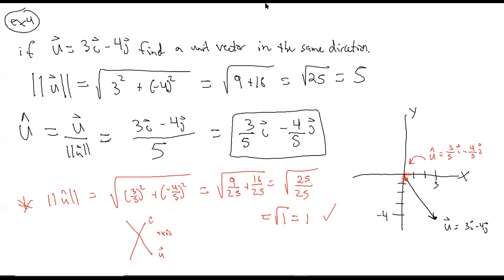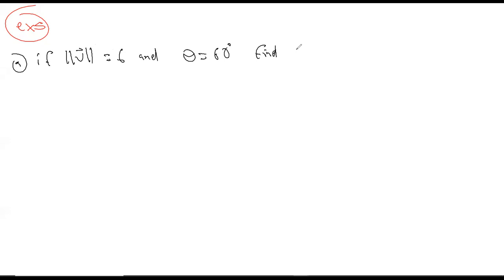All right, so let's try this out. Example five, and we'll do two of these. Let's go back to black. All right, A. If the length of our vector is 6, and the angle this vector forms is 60 degrees, let's find the vector in standard form. That's just the abbreviation for standard. Okay. Well, all you need is the formula from before. So that vector is going to be the length times the cosine of the angle, times I, plus the length times the sine of the angle, times the J vector.